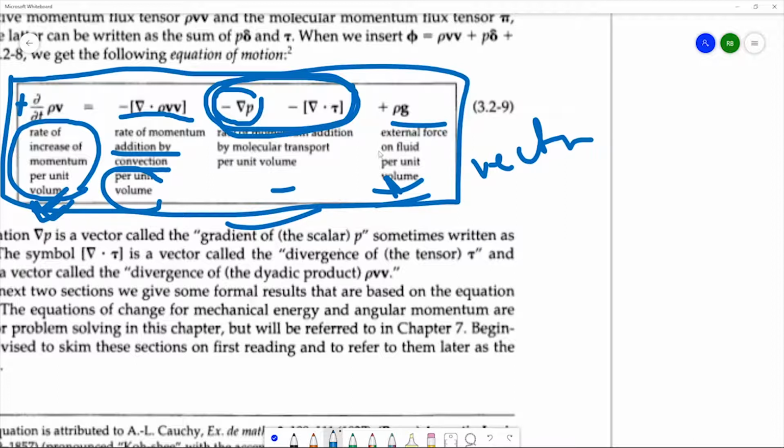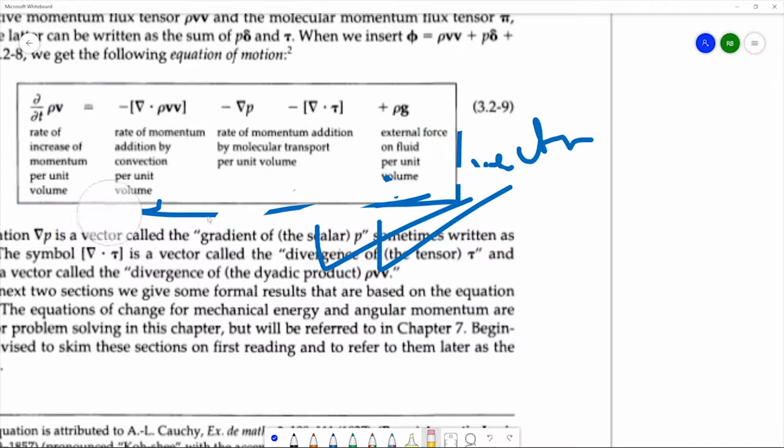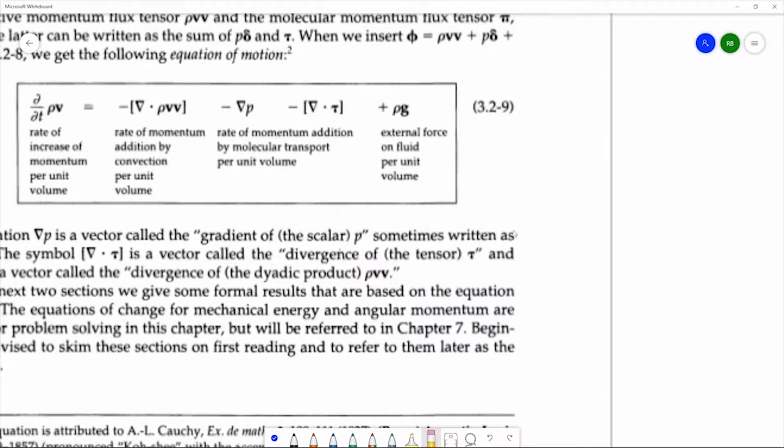Definitely you can simplify this. So we'll come to that part where it is called the Navier-Stokes equation, when it is called the Euler equation, when it is called the Stokes equation. Okay. So we'll come to that part later. So for now, this is your equation of motion. Okay. So this is the general equation you can apply to any problem. Okay. Just you have to simplify.